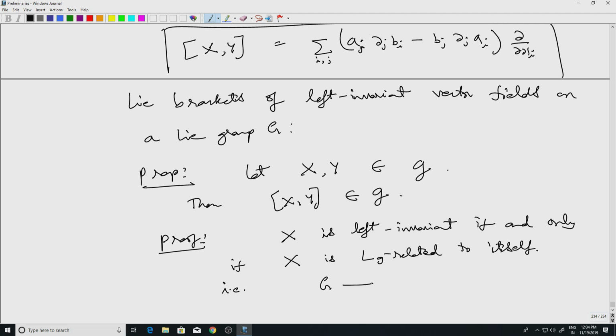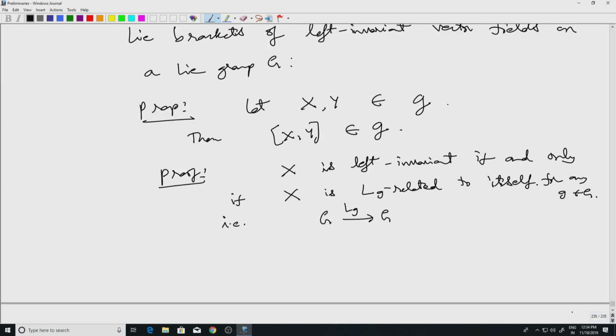For any g in G, L_g is a map from the Lie group back to itself. Left translation is a map from the Lie group back to itself. And what we are saying is that X is L_g related to X. So what does this mean actually?